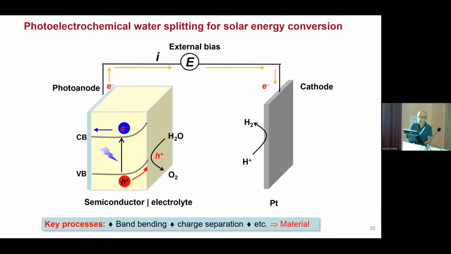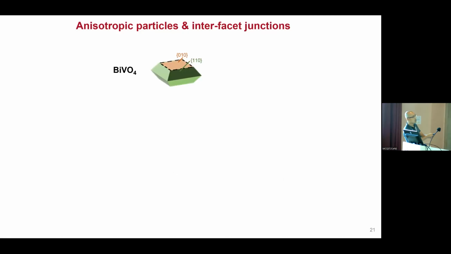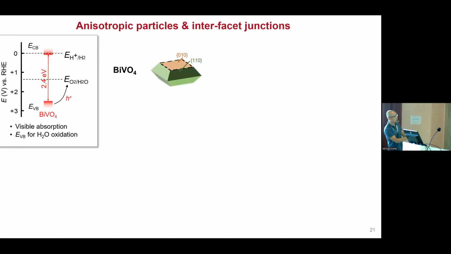A real semiconductor material does not look like a cartoon box that I drew here, but maybe looks like this, with many particles that are stacked into a thin film. Or one can also look at semiconductor particles with well-defined shapes that have different surface facets, such as bismuth vanadate. Bismuth vanadate has the right band gap for absorbing visible solar light, and also the valence band has sufficient energy to oxidize water to oxygen.